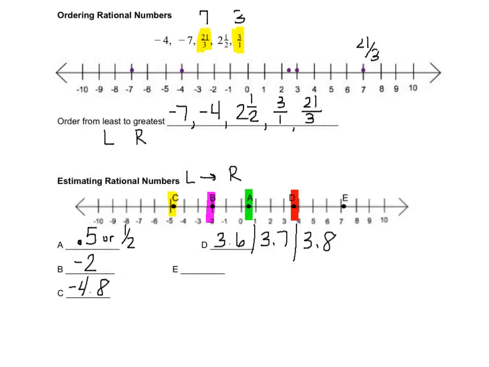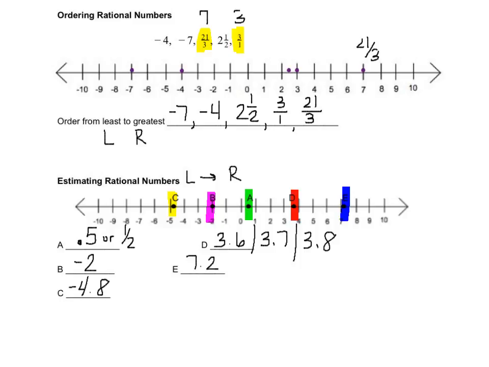And then our last one is point E. Again, why don't you write down what you think an estimation is before I put mine up? I'm going to go with my estimation. It looks to be just a little bit to the right of 7. I'm going to go with 7.2. Again, you could be a little different from me.